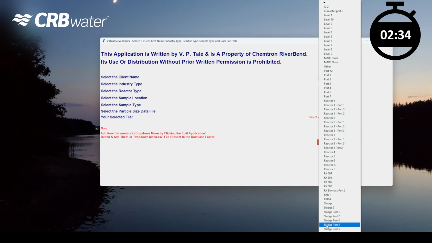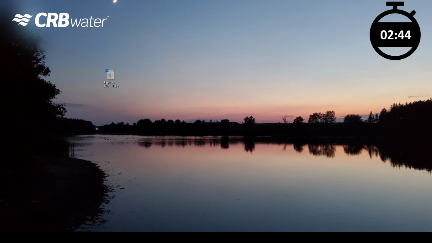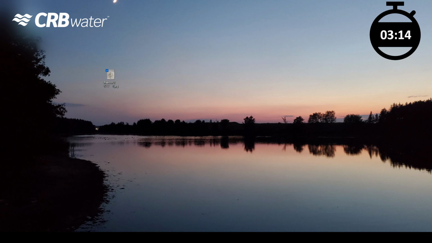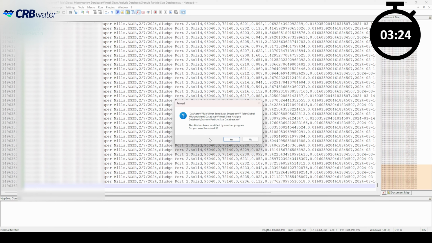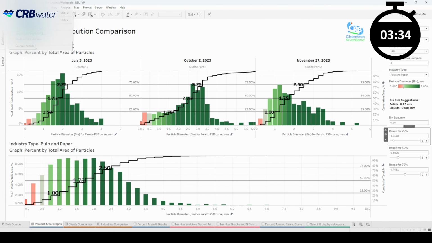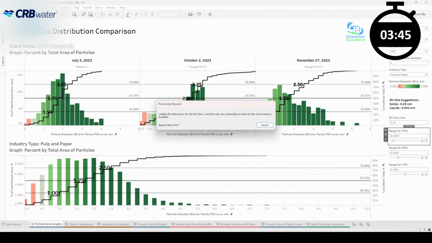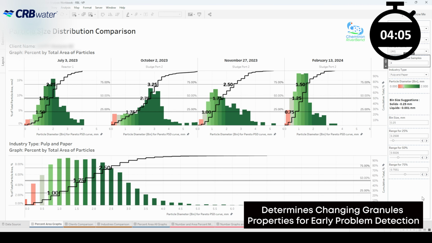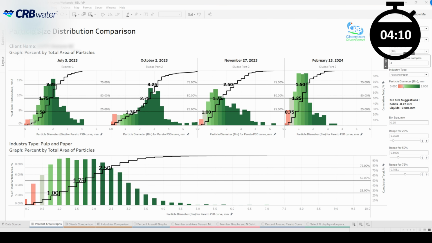Data are plotted in the form of histograms, which then are compared with previous histograms for the same sample location, and a combined histogram for all the locations representing a particular industry. Such thorough comparison enables conclusions regarding the changing nature of granules to detect problems much earlier.